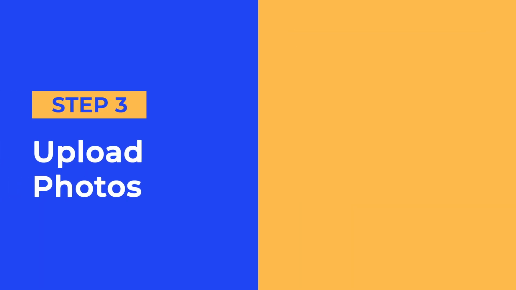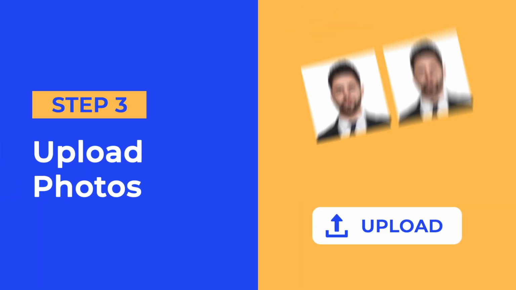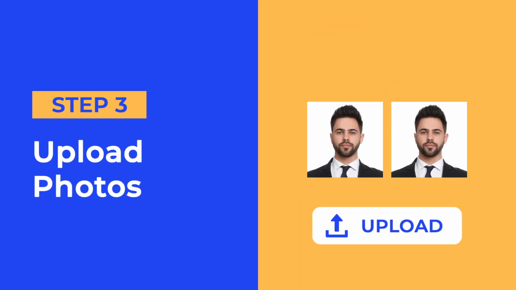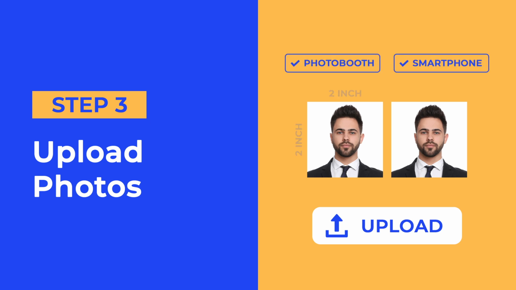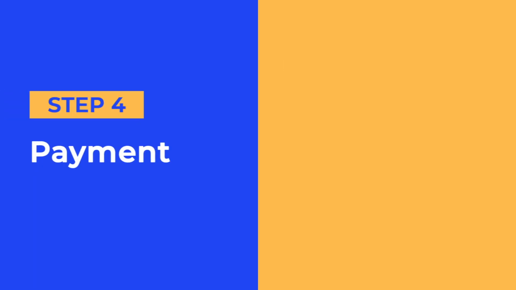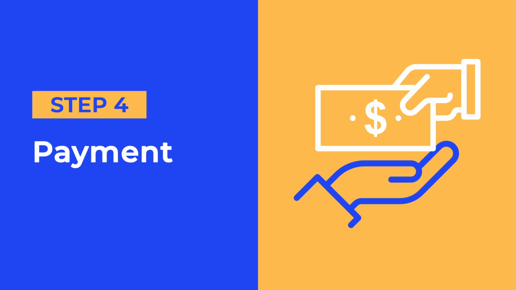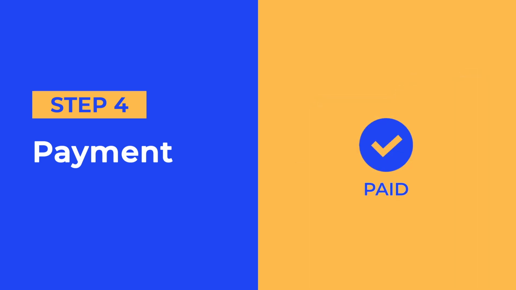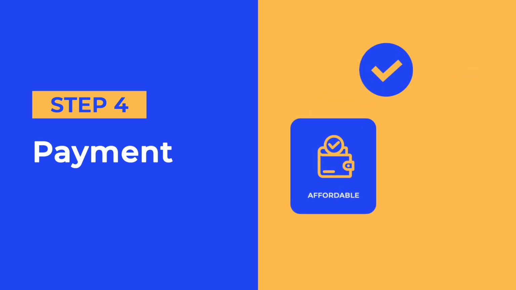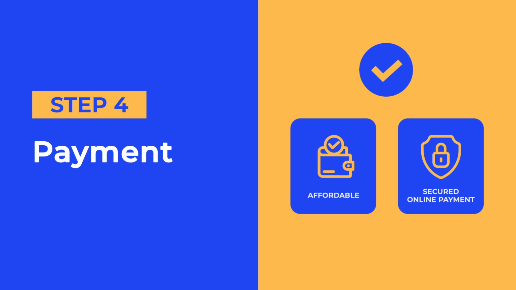Step 3. Upload photos. Upload 2 passport-sized photos. These can be taken at a photo booth or even with your smartphone, as long as they meet the requirements. Step 4. Payment. Make the payment. The fee for an IDP from the International Drivers Association is affordable and can be paid securely online.